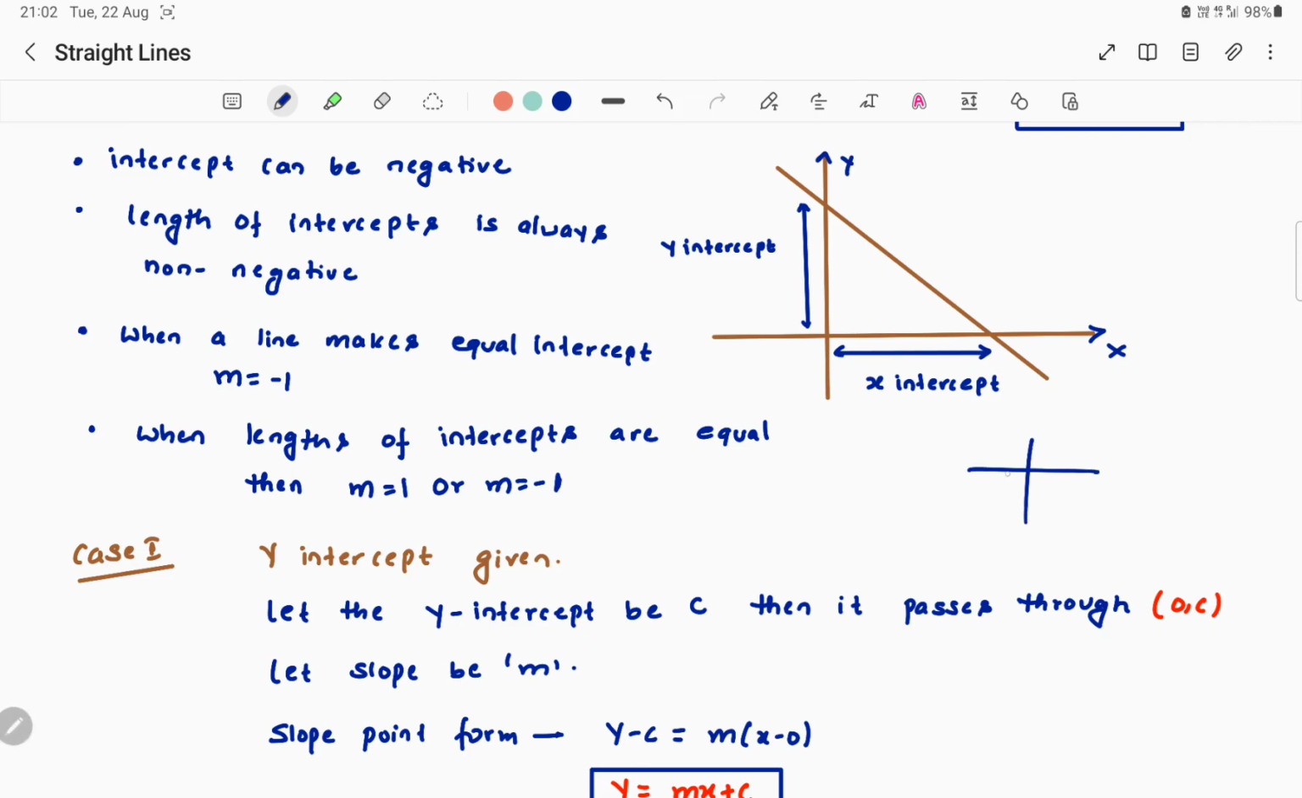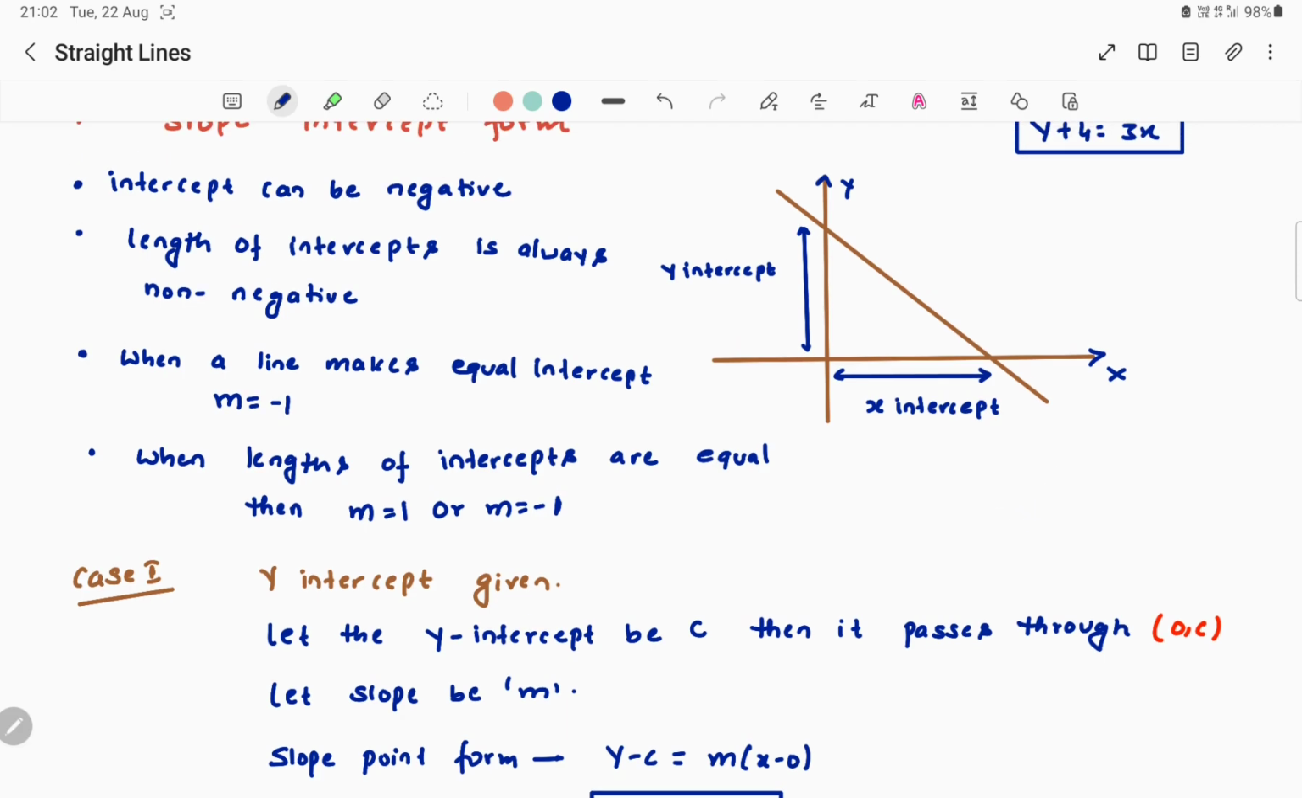When we say intercept, the intercept can be negative. If I draw a line something like this, you can see the x-intercept is negative and the y-intercept is also negative. But when we use the phrase length of intercept, length cannot be negative. So the length of intercept will always be non-negative.